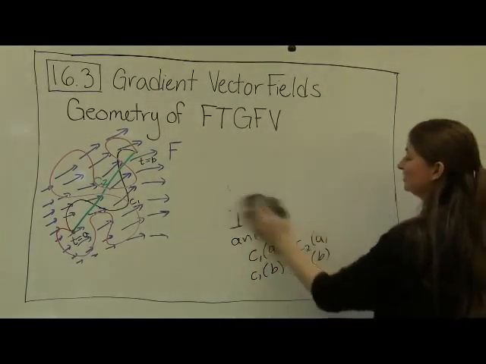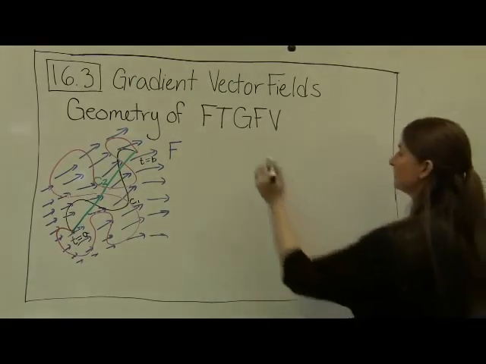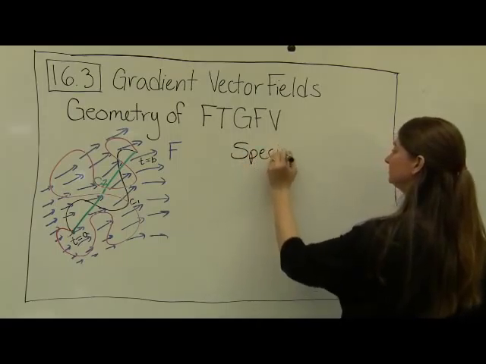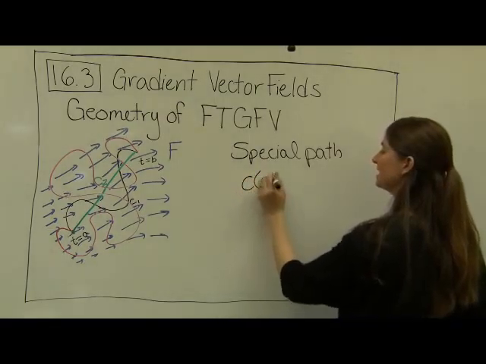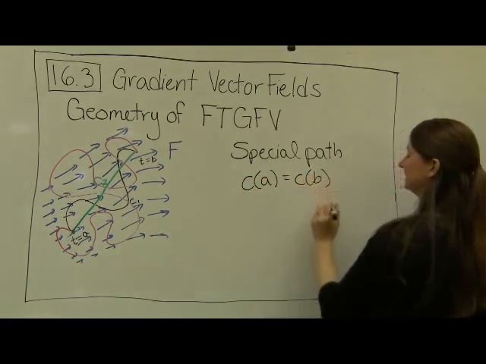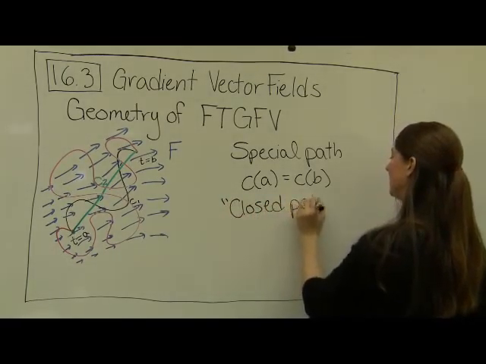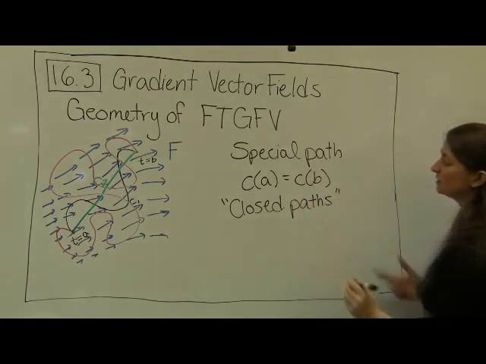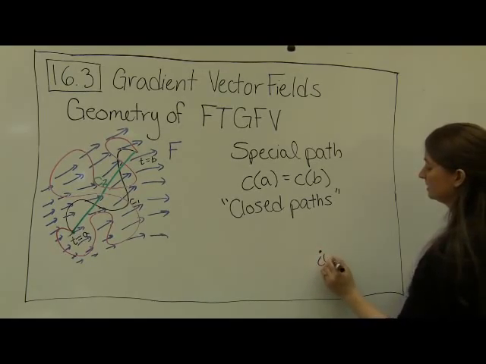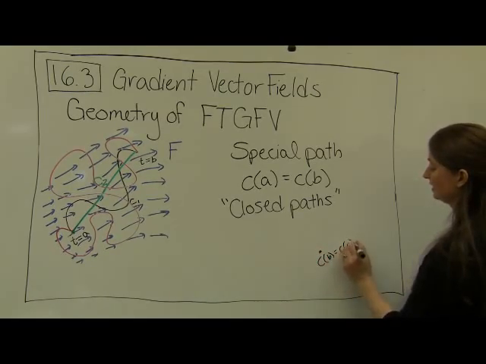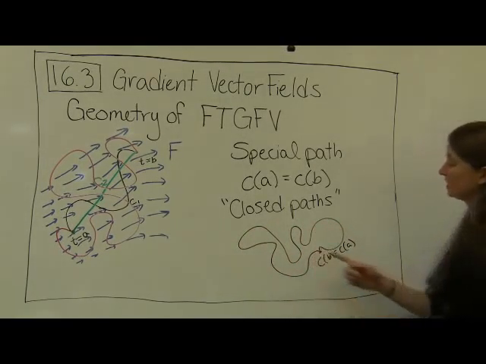A special case in which our path, let's say we have some special path where c of a is exactly equal to c of b. These special paths are called closed paths. And why are they called closed paths? Well, it's because you're starting and stopping in the same spot. So here's an example. This is where c of b is equal to c of a. I have some path. It can go wherever I want, but it has to start and stop at the same spot.